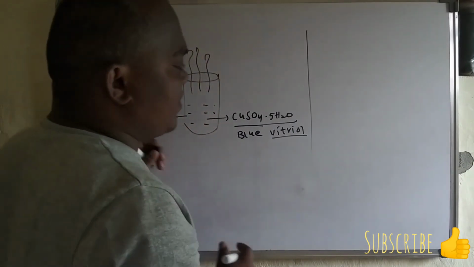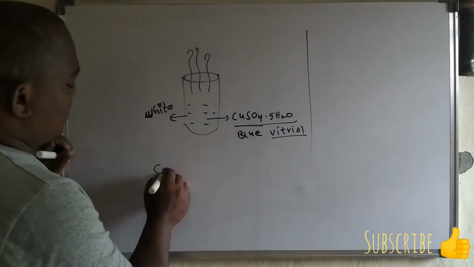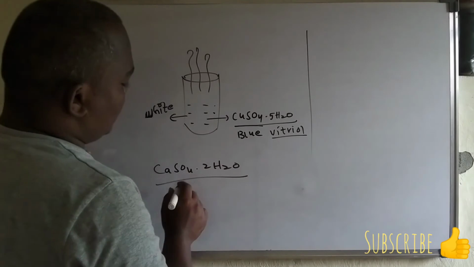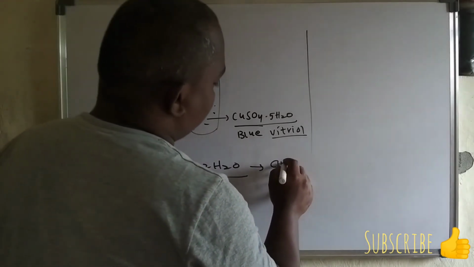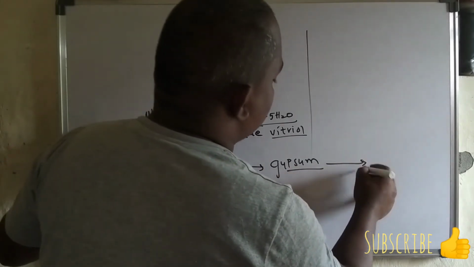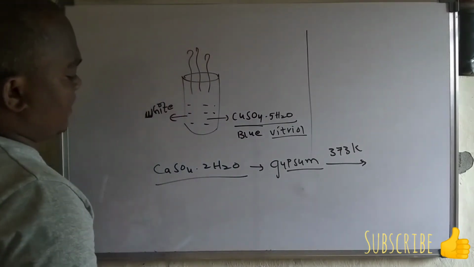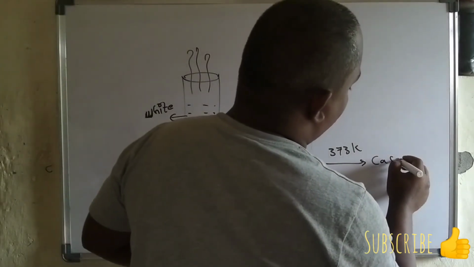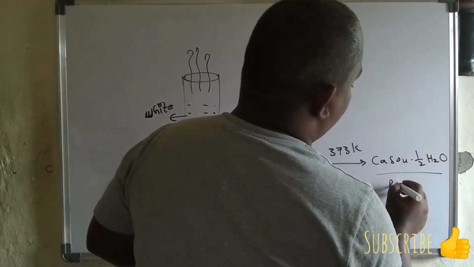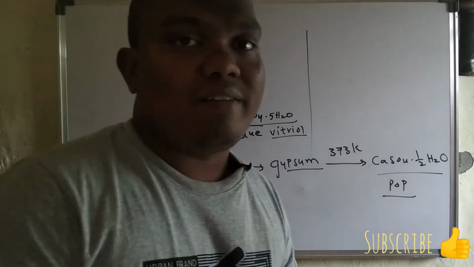Let me go to one of the main things, that is calcium sulfate with two water molecules, called gypsum. When we heat this around 373 Kelvin, we get calcium sulfate with half water molecule, which we call POP, plaster of Paris.